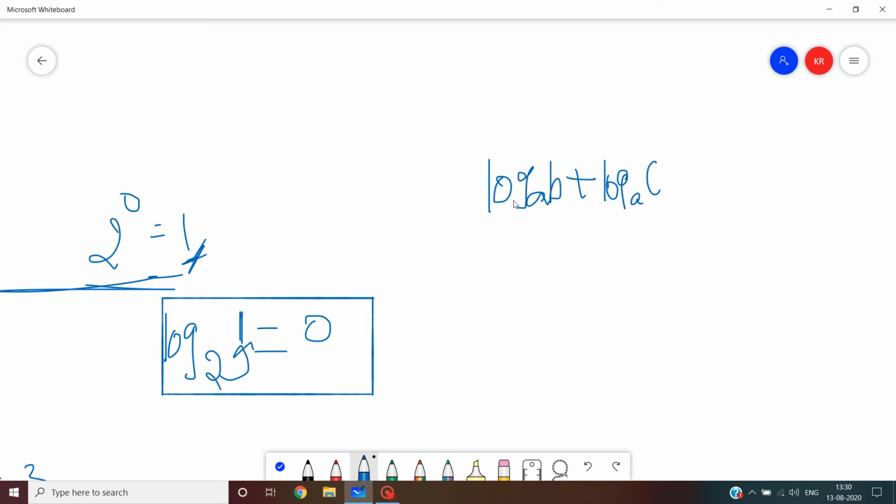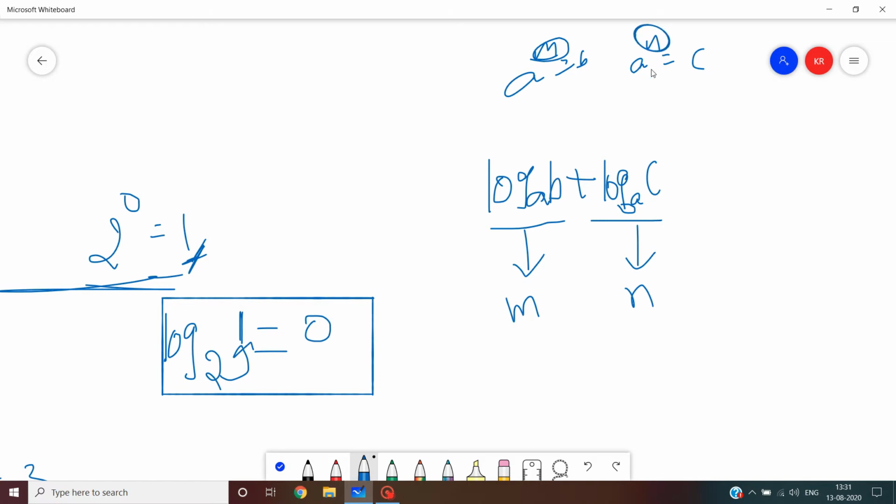So what will we get when we add two logarithm functions with the same base? If I take log base a of b, which is m, plus log base a of c, which is n. In exponentiation form, a power m is equal to b, so my result will be m, and a power n is equal to c, so my result will be n.